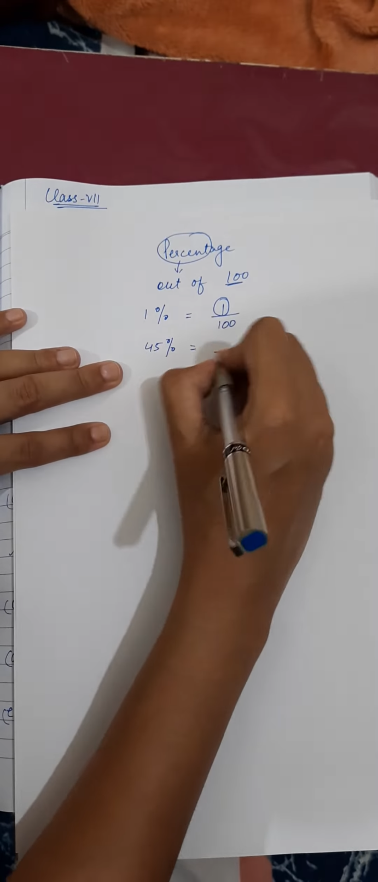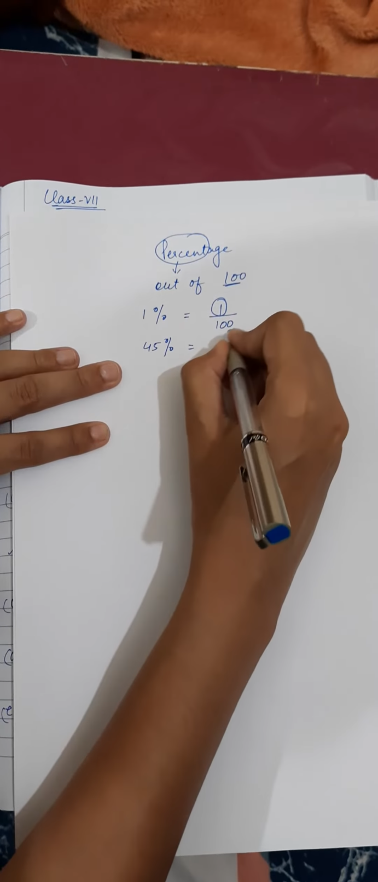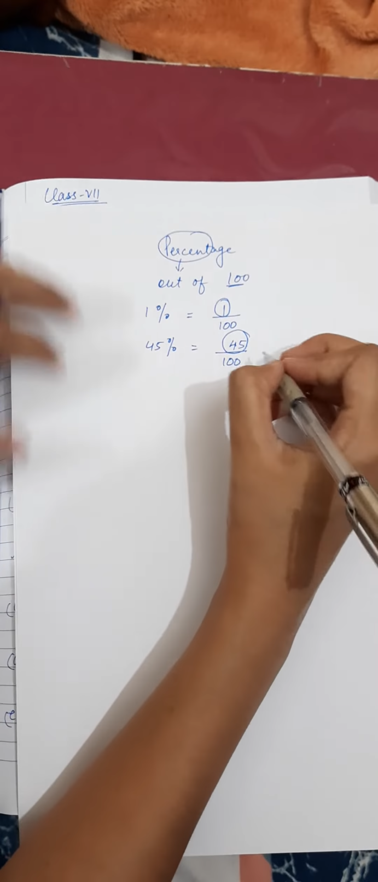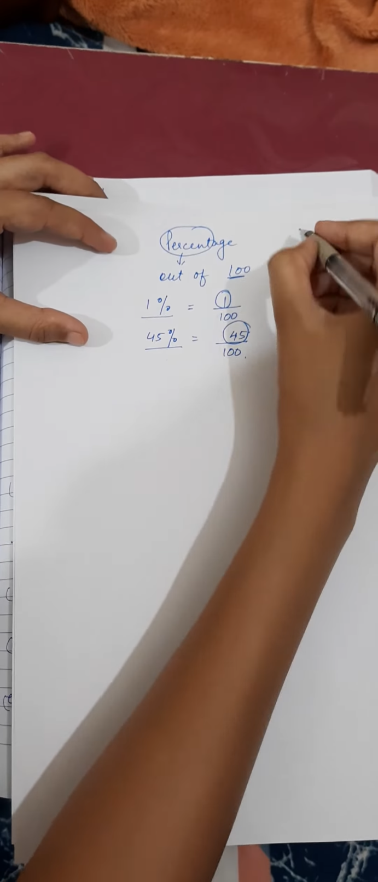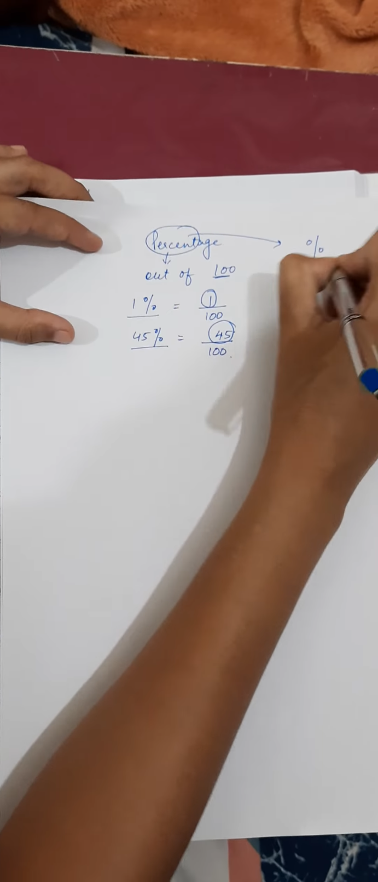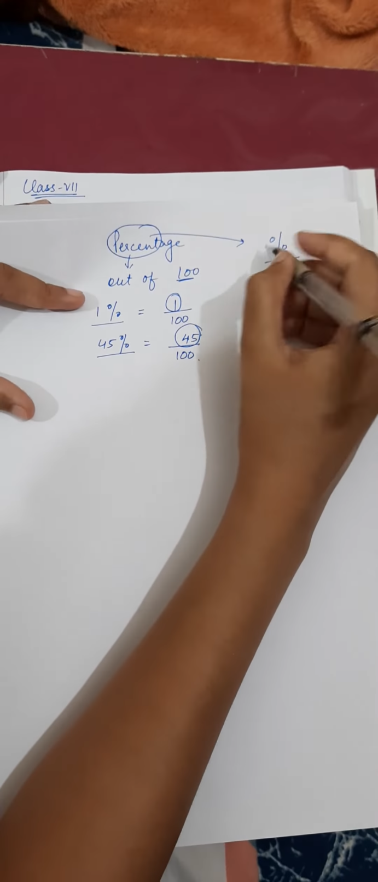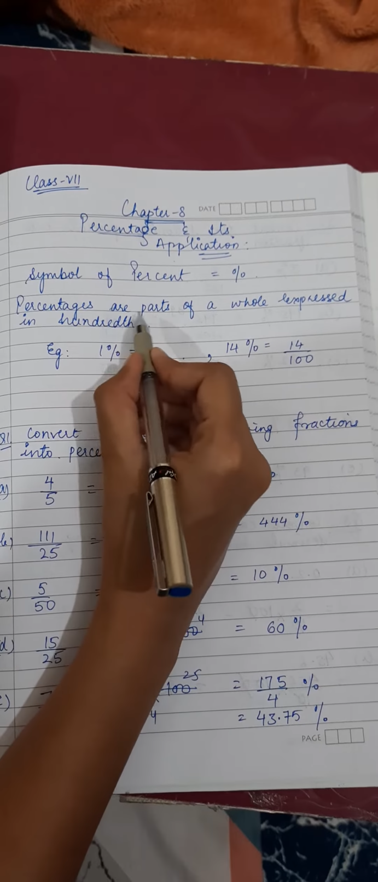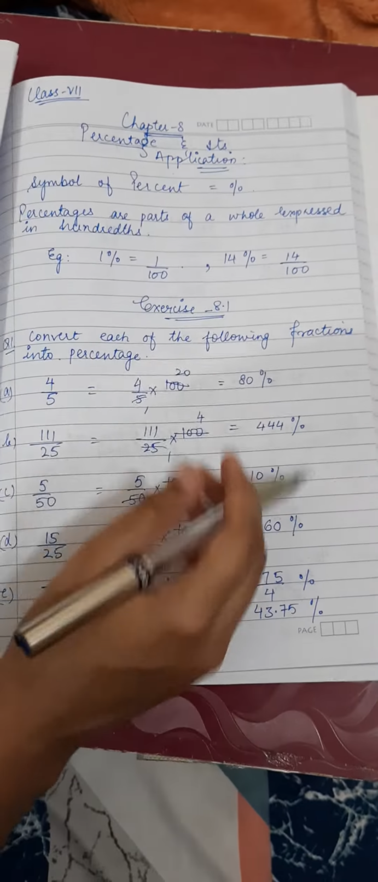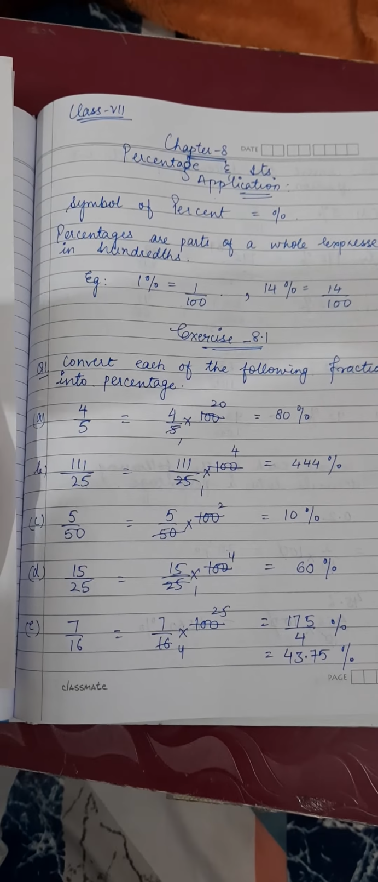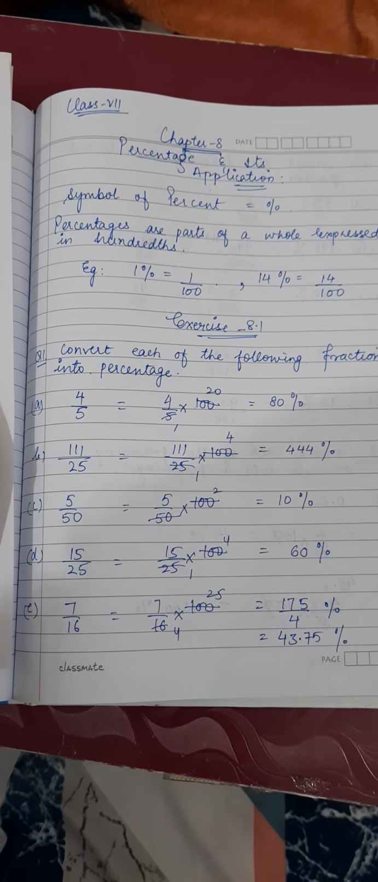45%, this means out of 100 I am talking about only 45 parts. Okay, so that's how we are going to write the percent. The symbol of the percent is this, right? And percentages are the part of the whole expressed in hundreds. So just now I have explained it. Now for this we are going to move to exercise 8.1.